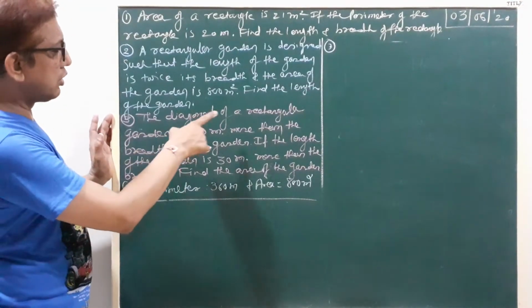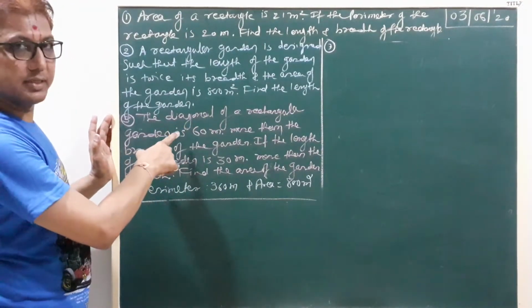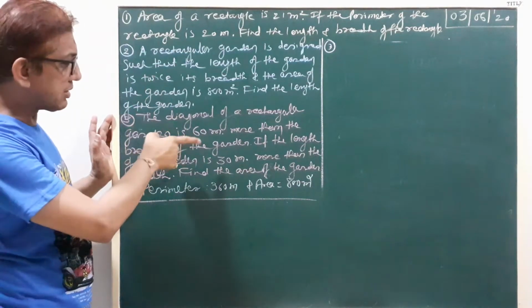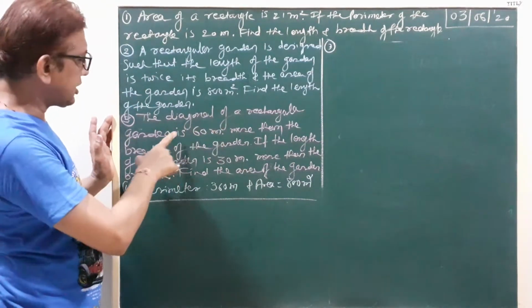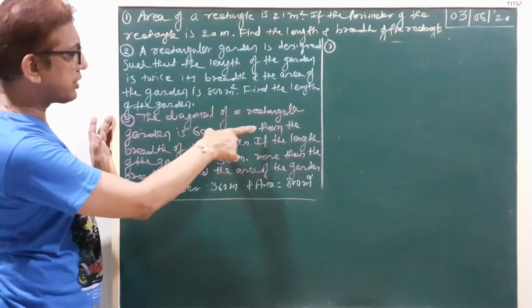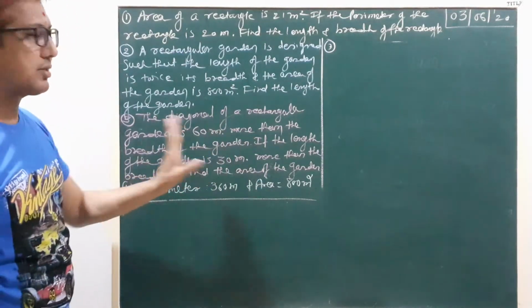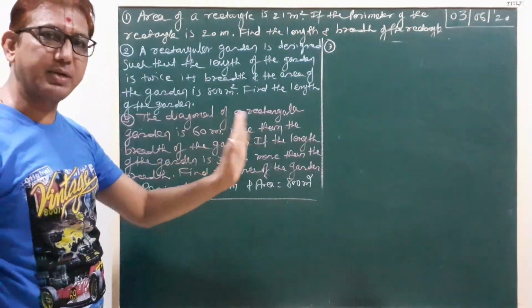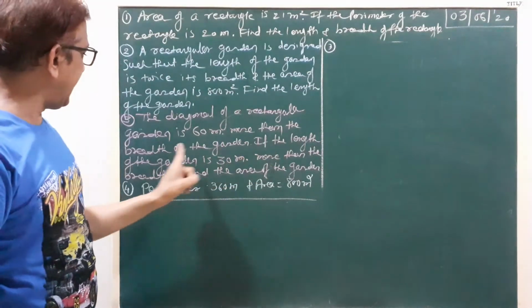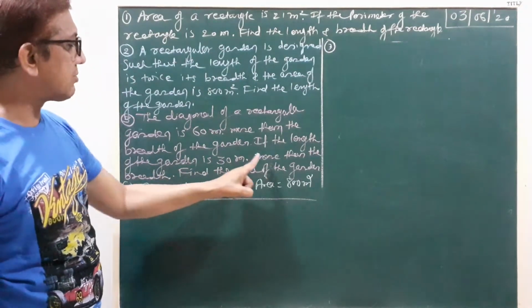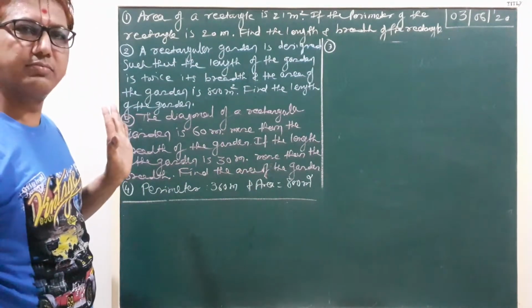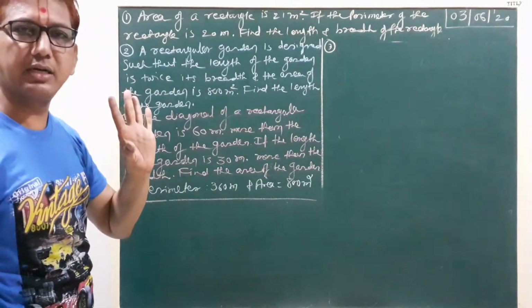The diagonal of a rectangular garden, some different. The diagonal of a rectangular garden is 60 meter more than the breadth of the garden. If the length of the garden is 30 meter more than the breadth of the garden, then find the area of the garden. Okay?